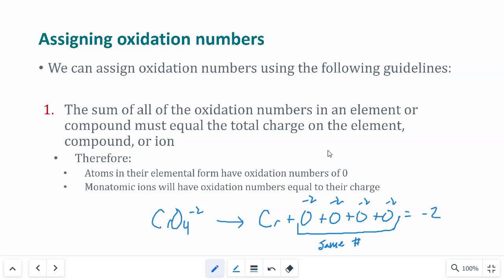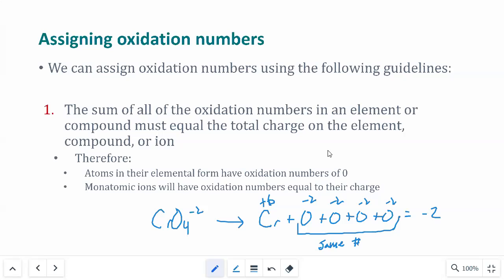So with that information, I can look at this and say, okay, if the chromium plus those 4 oxygens is negative 2, and I know each oxygen is negative 2, the only logical way to solve this problem is that chromium has to be positive 6. So I can use this idea to help solve for oxidation numbers if I know a little bit of information.